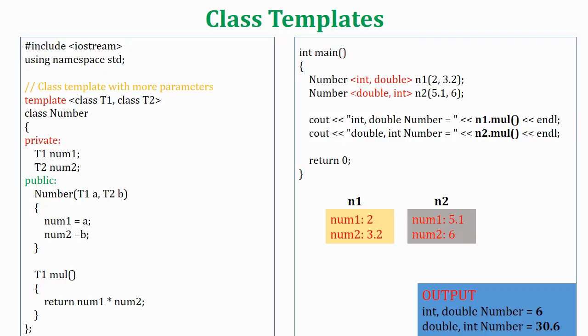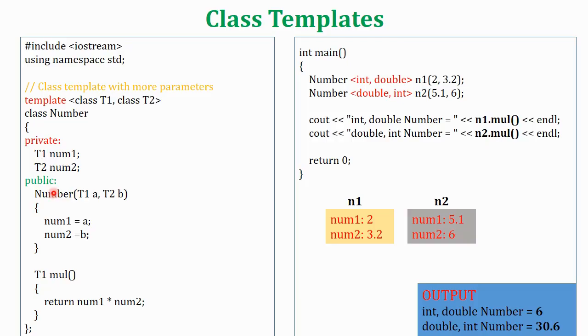And then, class template with more parameters. If you are using different parameters, how will it deal with that case? We'll discuss. template <class T1, class T2>. In the class members, we are declaring two variables, both belonging to the generic data types T1 and T2.